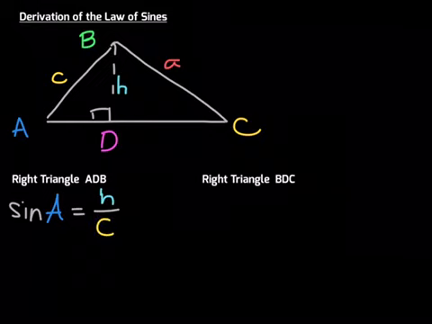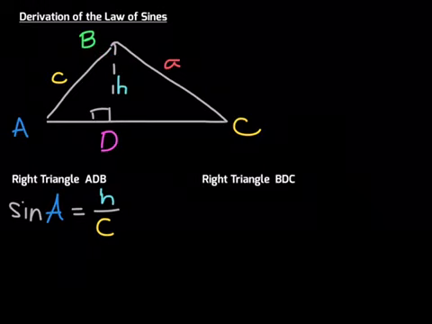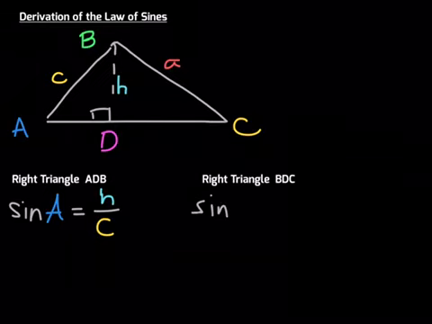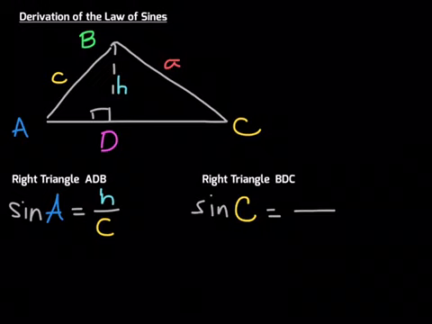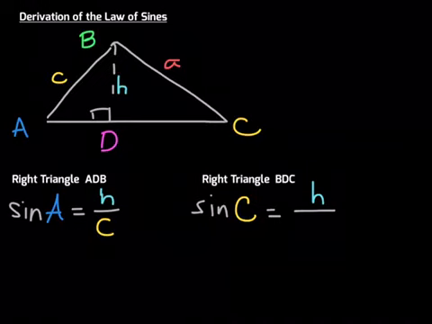Now, go to this other right triangle, BDC. This time, consider what is sine of angle C. Remember that sine is opposite over hypotenuse. So in this case, it would be H over, what do we have for the hypotenuse? A, correct? Now, I would invite you to solve each one of these equations for H, the height.